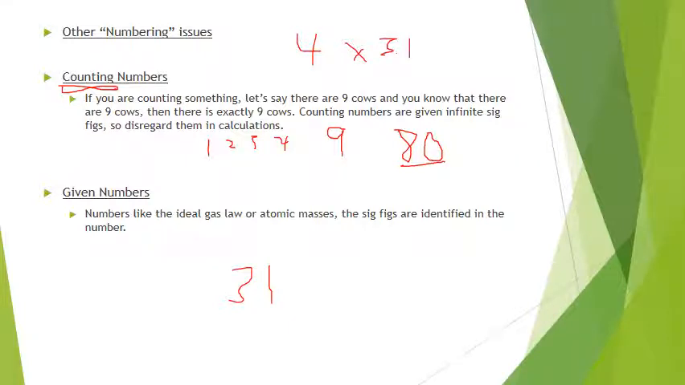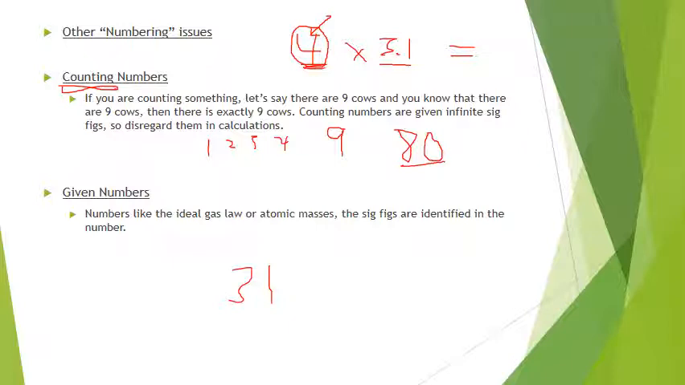So if I said 4 cows times 3.1, okay. Now, if you didn't know this was cows, you would say this has a score of 1, this has a score of 2, and your answer would just have a score of 1. But if I told you it's 4 cows, I know this is exactly 4, then you would not include it as part of the sig figs, and your answer would have 2 sig figs. Okay. So we don't run into that often, but pay attention to it.